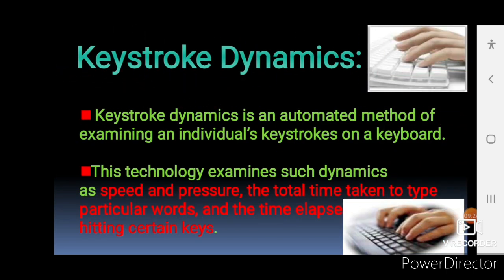Keystroke dynamics. To study keystroke dynamics is an automated method of examining an individual's keystrokes on a keyboard. In these dynamics, parameters like speed, pressure, the time taken to type particular words, and the time gap between hitting certain keys are measured and examined.